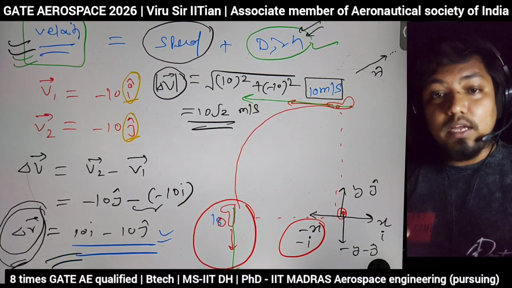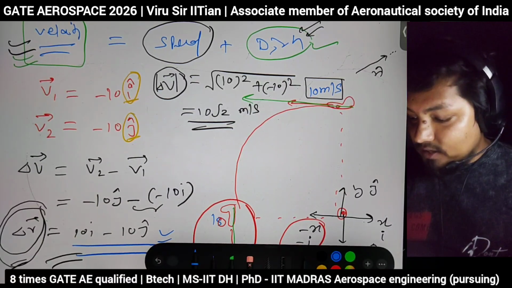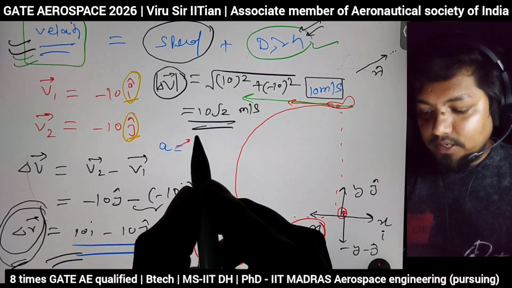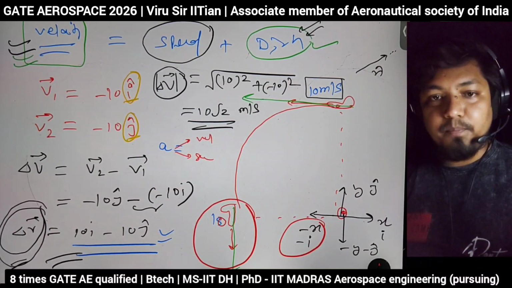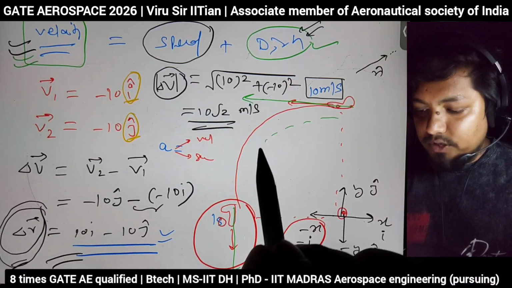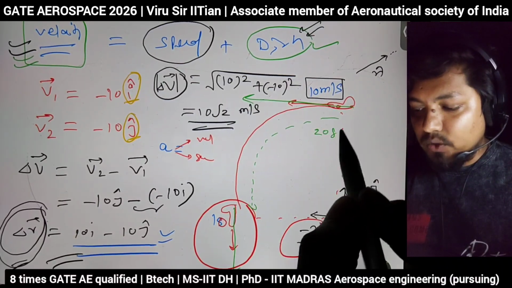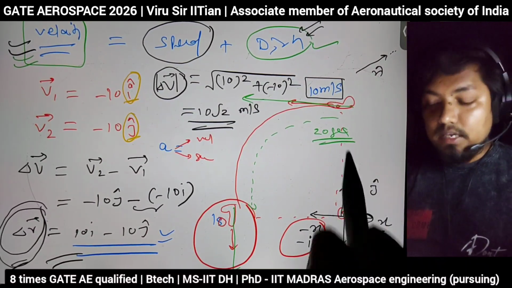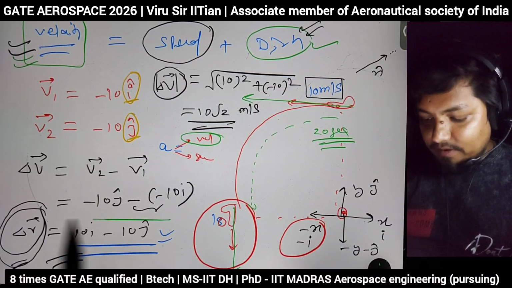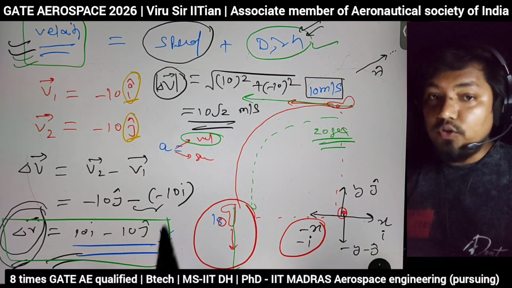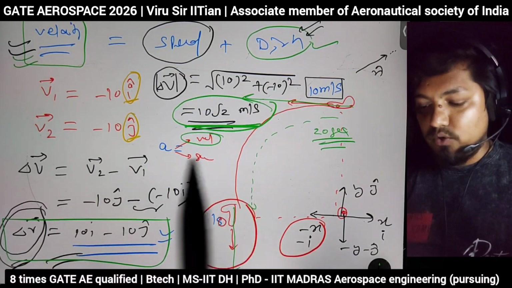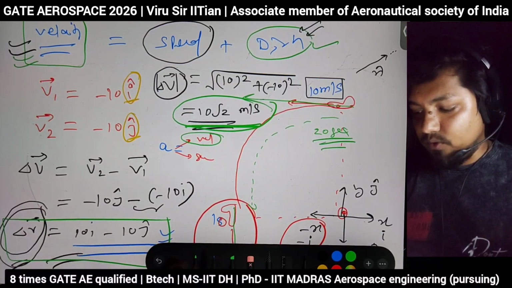Now if you want to find out acceleration, then concept is very simple. You can write your acceleration in two ways: in vector form, or in scalar form. I will tell you how. In this question, if I give you additional data, that to travel from here to here the aircraft has taken 20 seconds, then what will you do? Very simple. If you want your answer in vector form, divide the change in velocity by time. If you want the acceleration in scalar form, then divide 10 root 2 by 20. That became your acceleration.